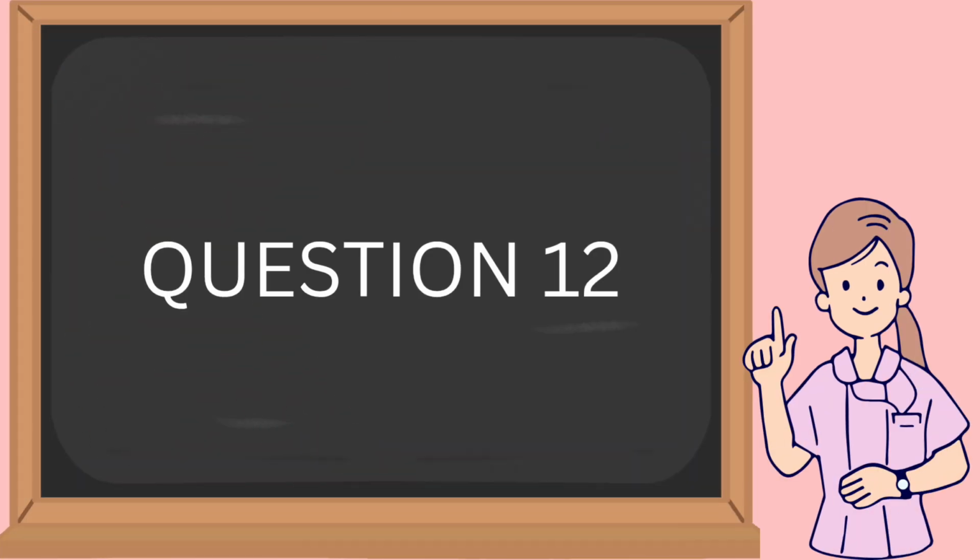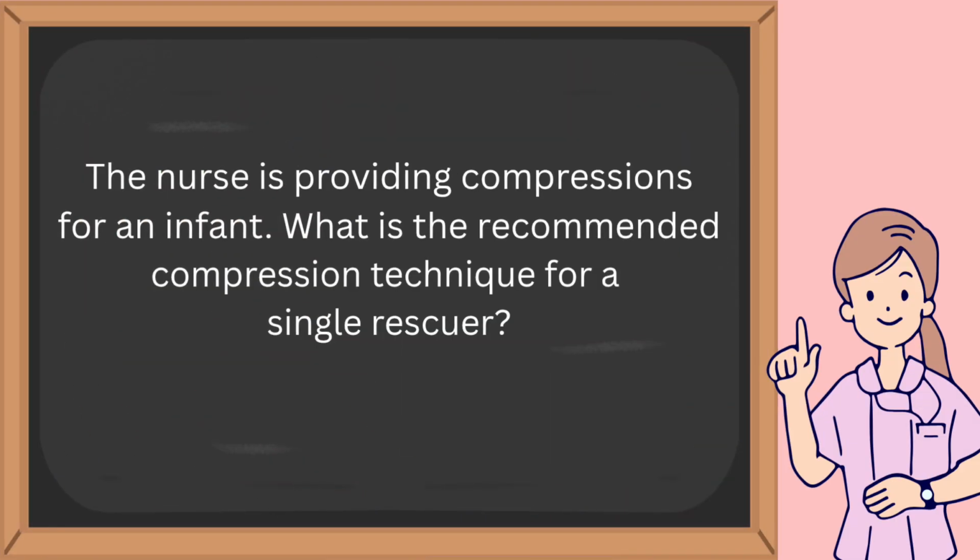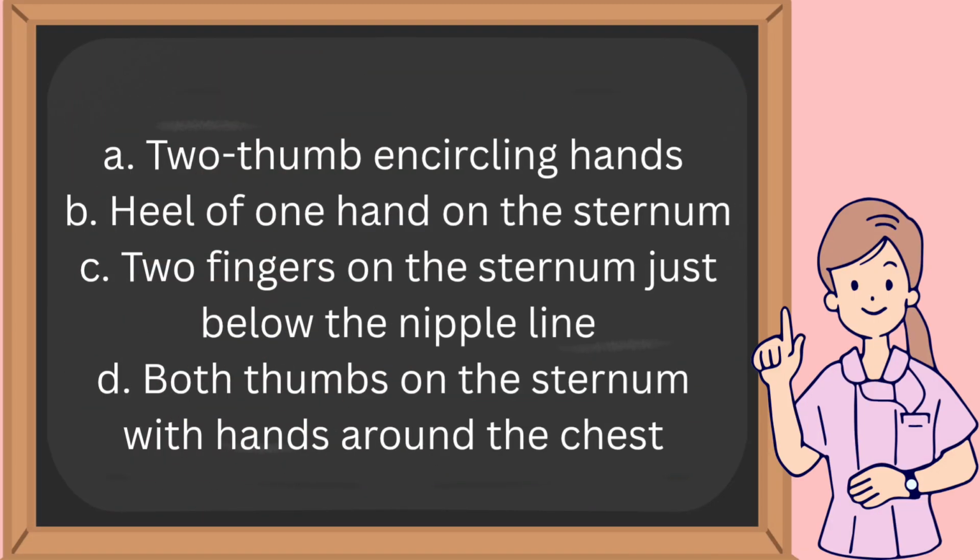Question 12. The nurse is providing compressions for an infant. What is the recommended compression technique for a single rescuer? Option A 2 thumb encircling hands. Option B, heel of one hand on the sternum. Option C 2 fingers on the sternum just below the nipple line. Option D, both thumbs on the sternum with hands around the chest.